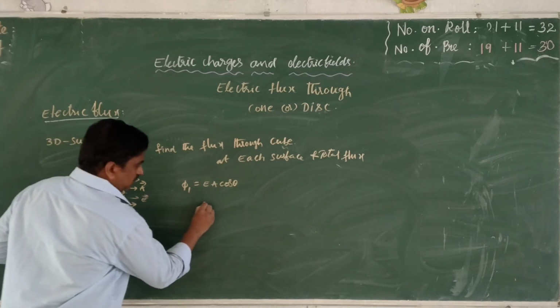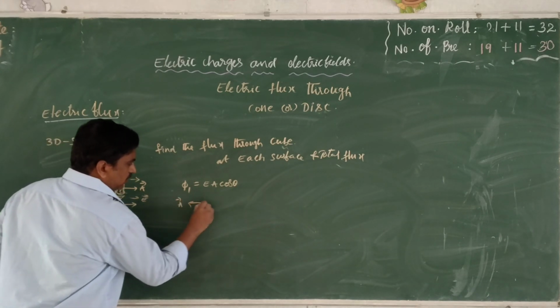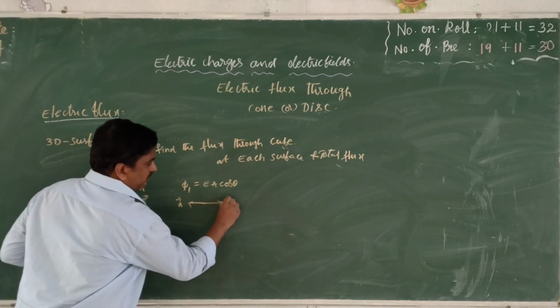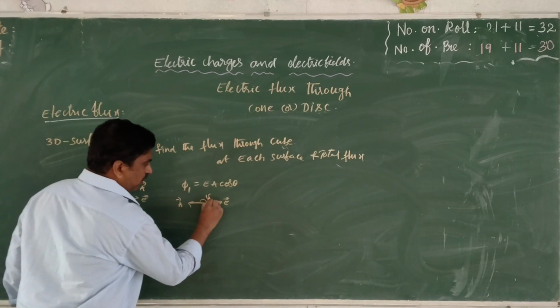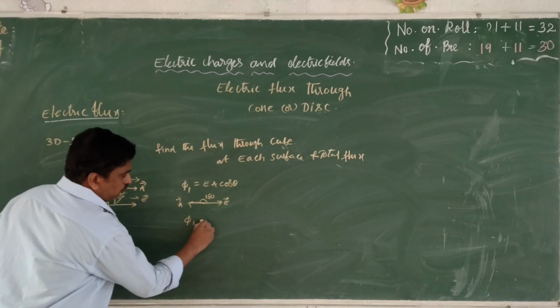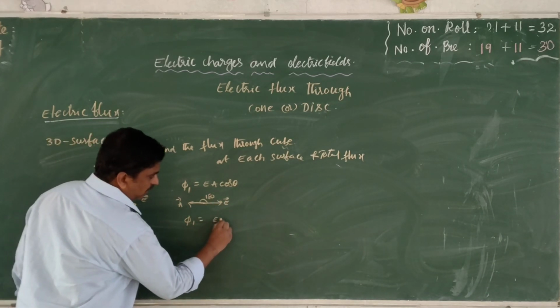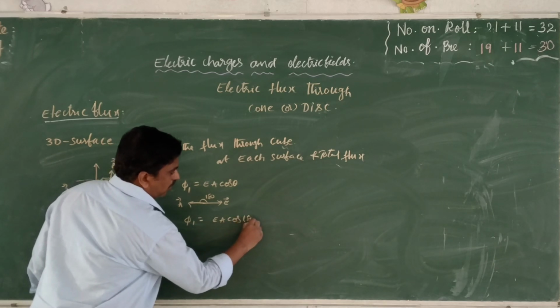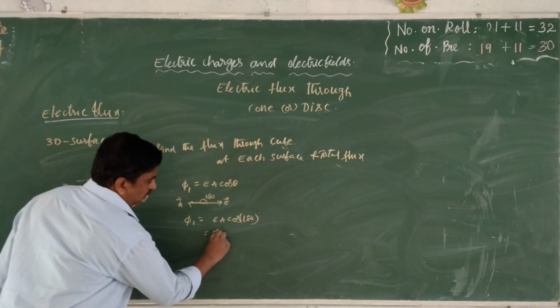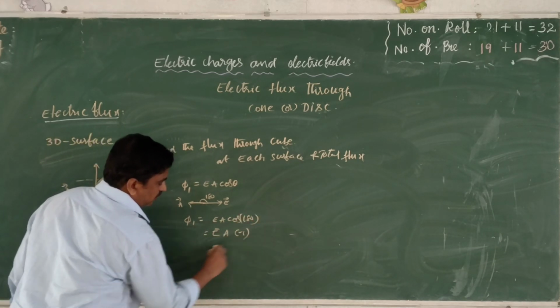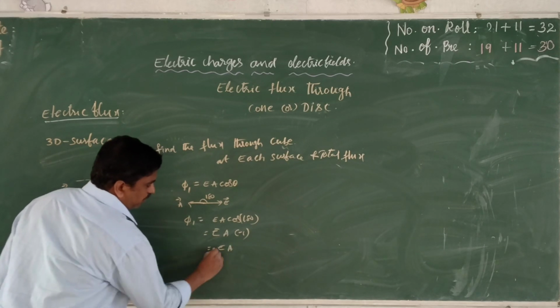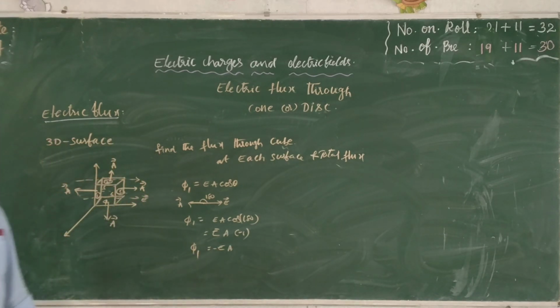Both are C. This is the direction of the area vector. This is the direction of the electric field vector. Both are here. What is the angle now? 180 degrees. So we can write the flux through the first surface is EA cos 180. Cos 180 means minus 1. So EA cos 180 is EA times minus 1. So what is the flux now? Flux through the first surface is minus EA.